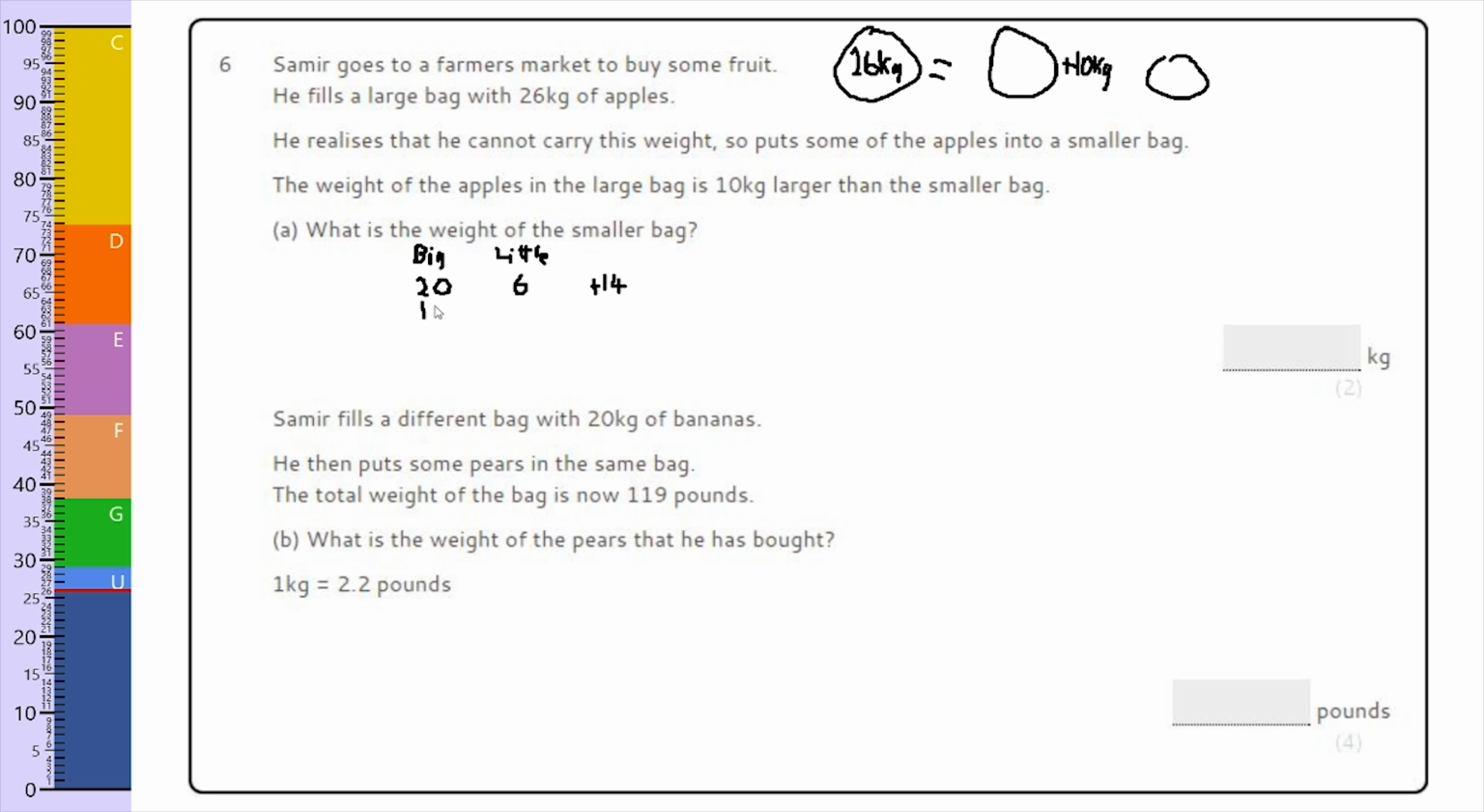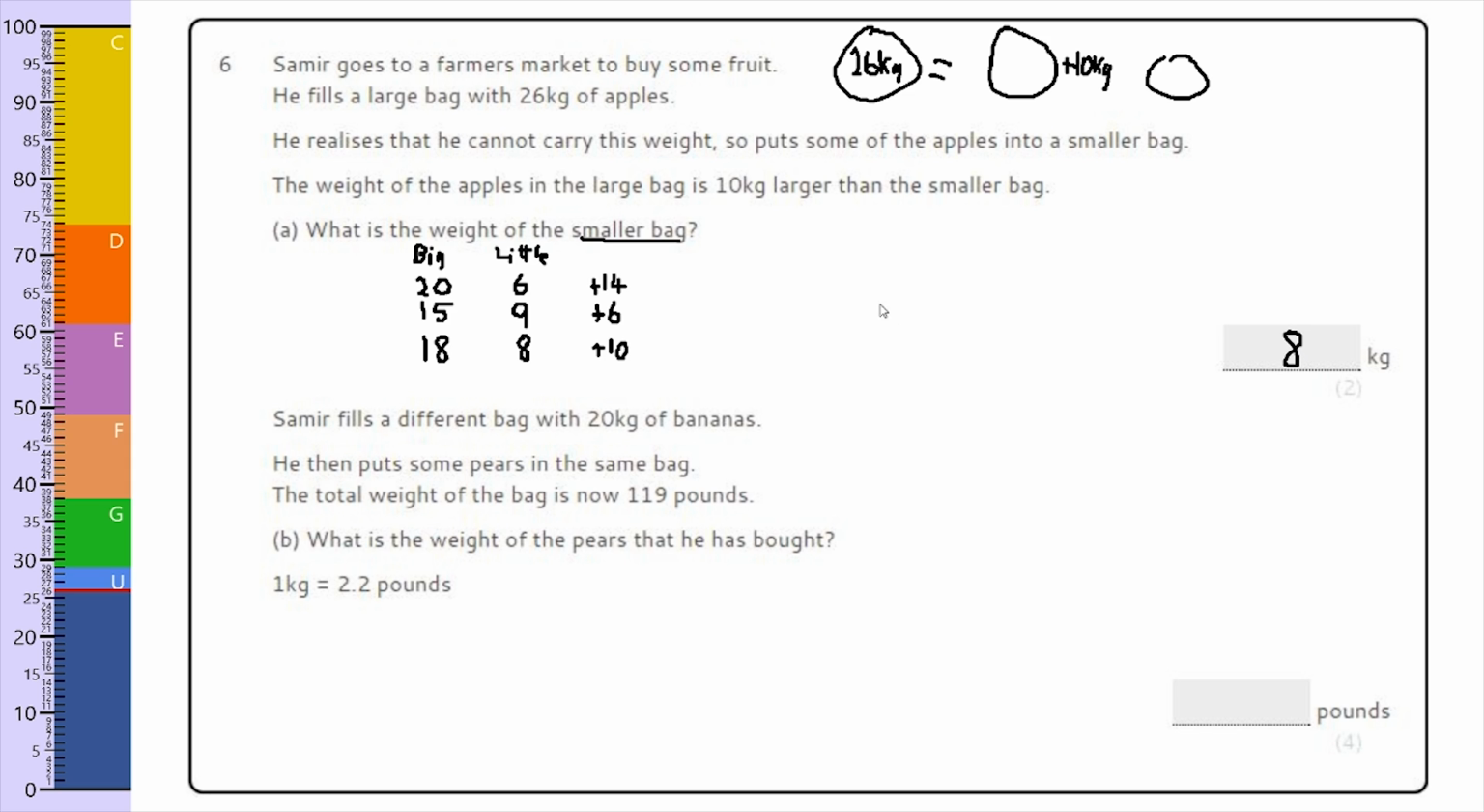Let's try 15. If the big one's 15, then the little one will have to be 9. And the difference between those two is plus 6. That one's 6 bigger. Well, that's too small now. We've gone too far the other way. So let's try 18 and 8 to make 26. And the difference is 10. The question says what is the weight of the smaller bag, so it's 8.